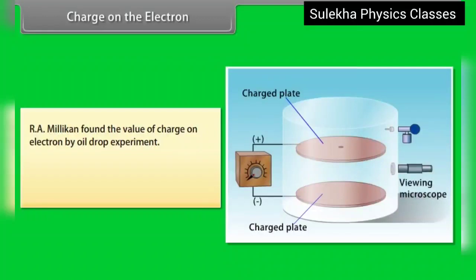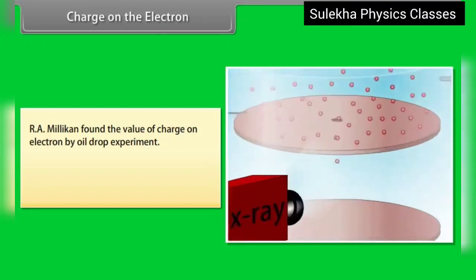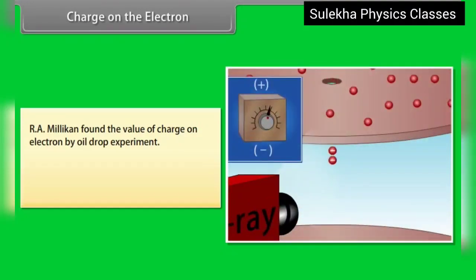Charge on the electron. R. A. Millikan found the value of charge on electron by oil drop experiment. The oil droplets enter the apparatus through a small hole and are allowed to fall in between two charged plates. The motion of the droplets is observed with a microscope. The space between charged plates is irradiated with X-rays. The X-rays ionize the molecules of air. One or more electrons thus produced may be absorbed by an oil droplet.